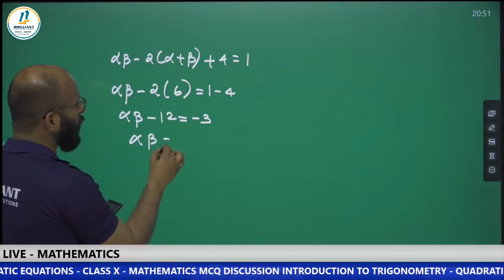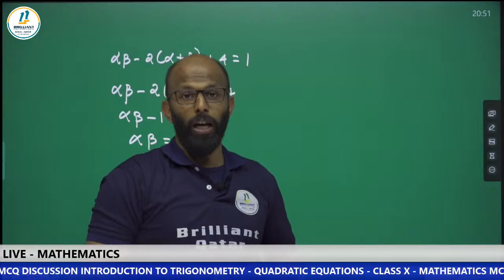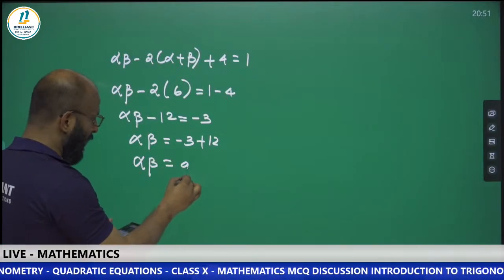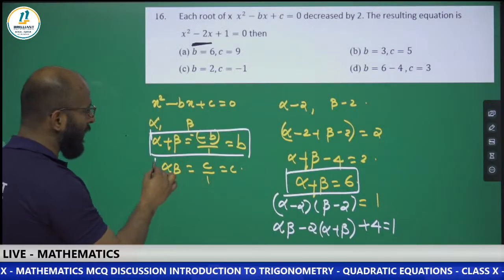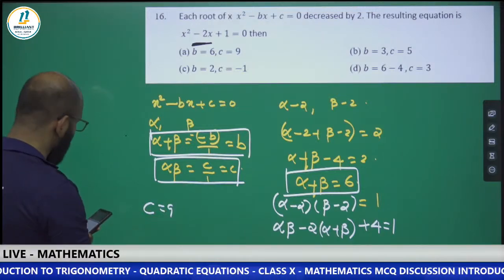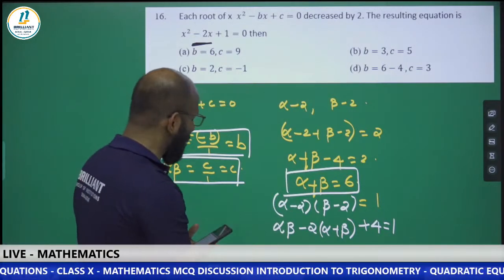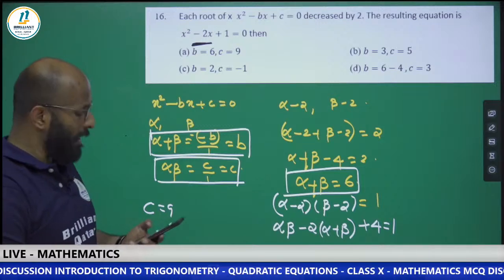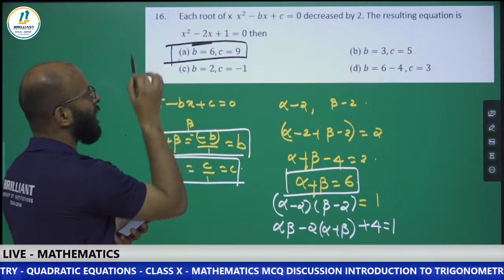Alpha beta is equal to minus 3 plus 12, so alpha beta is equal to 9. Alpha beta is c, and that c is equal to 9. So c is equal to 9 and we got b is equal to 6. Which option has c equal to 9? Yes, option A is the correct answer.